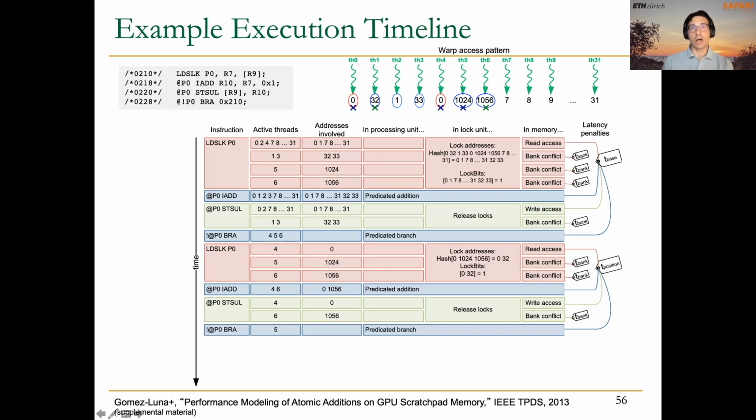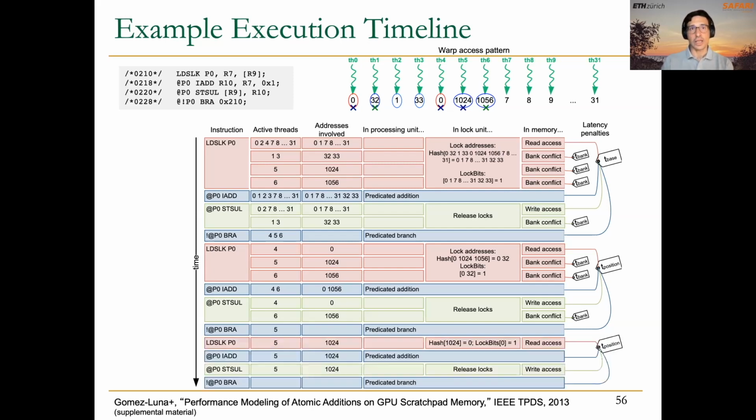So there are bank conflicts there, and we have to pay that extra latency. And in the final iteration, only the final active thread, thread 5, can now acquire the lock bit and perform the predicated addition and the predicated store, and it simply doesn't execute this branch instruction, because there is no need to go again and try in this lock-free mechanism.